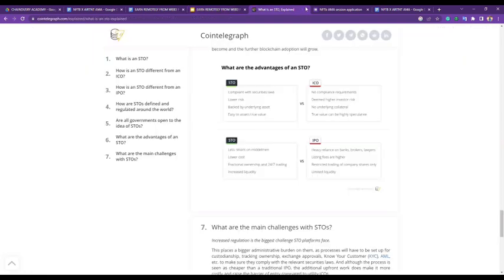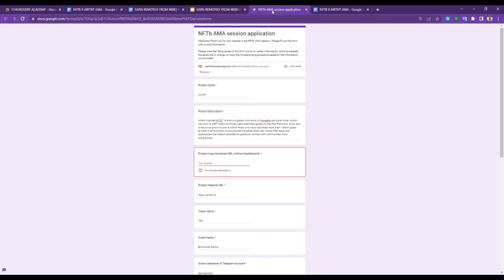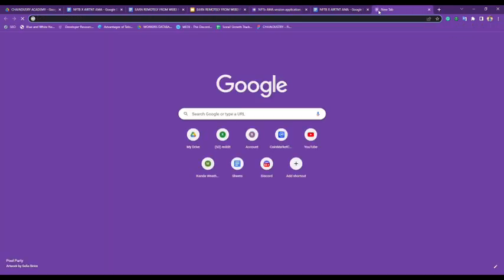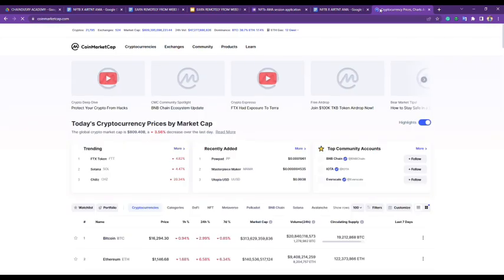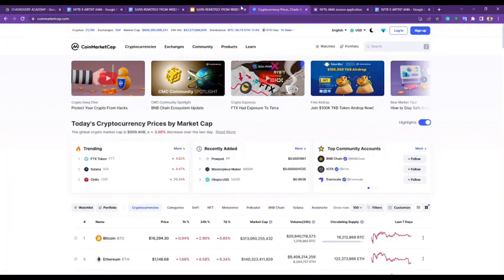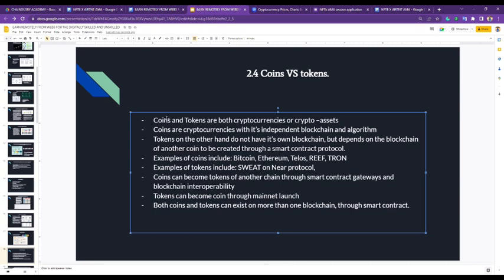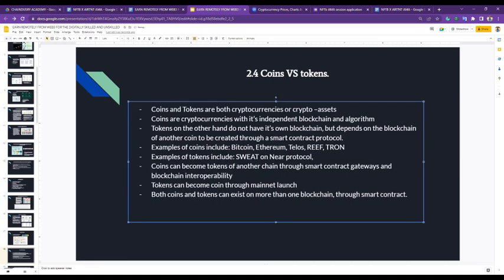So I'm going to open up CoinMarketCap now so that we can actually view how the different examples of coins and tokens look on this coin index platform or crypto index platform. So let's have this and we will go right in. So like I said, coins and tokens are both cryptocurrencies or crypto assets, because some people might choose to call them crypto assets, some might choose to call them currencies. So that's just this thing you're seeing here, assets or currencies.